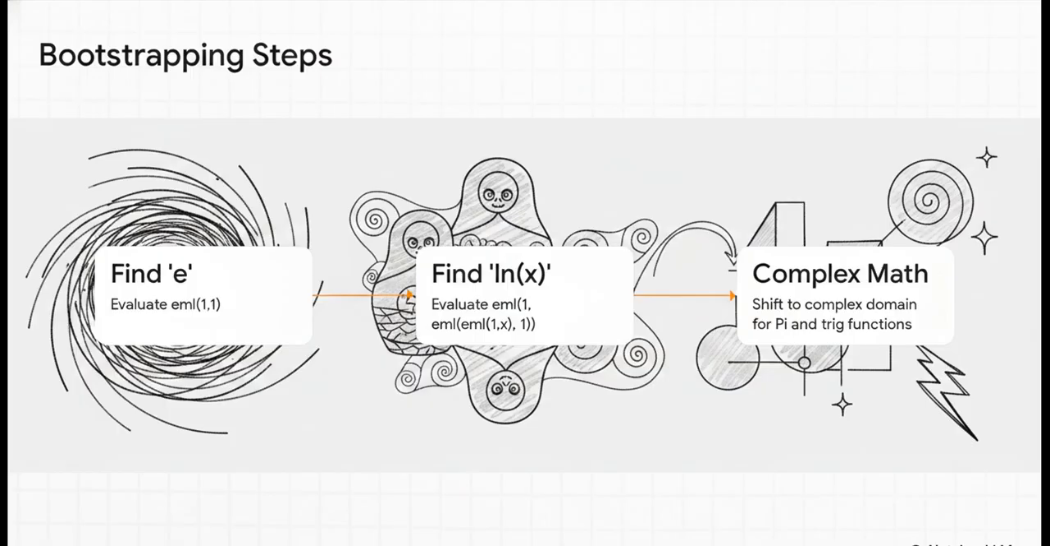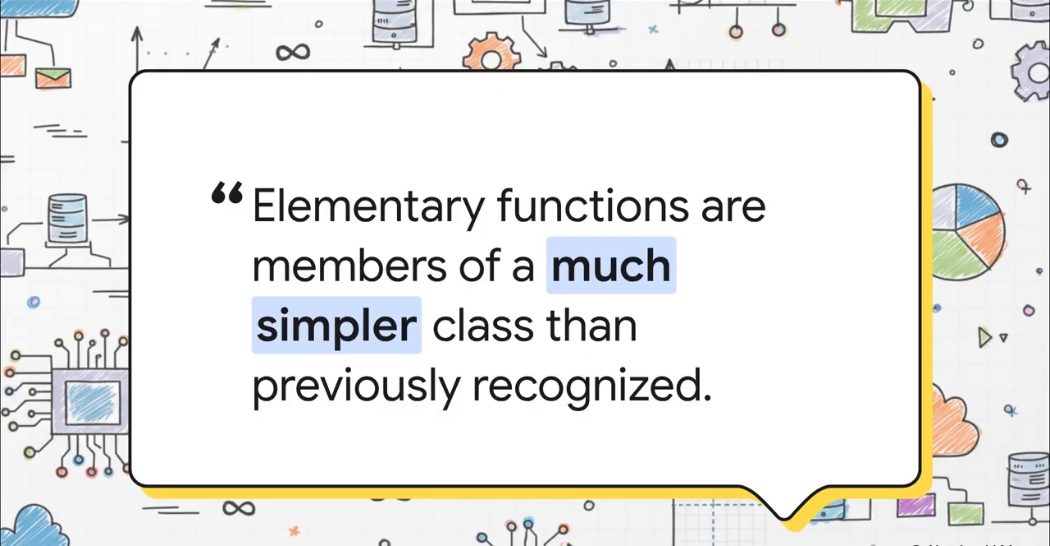Now, to compute things like pi or trigonometric functions, the internal computations actually require shifting into the complex domain to evaluate the logarithm of -1, but the math holds perfectly. Well, Odrivolik points out that elementary functions are part of a vastly simpler class than we've been taught.